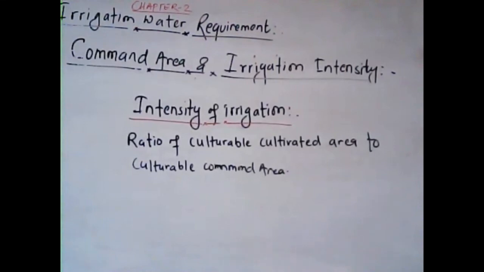Okay, so friends, we have dealt with all the theoretical aspects related to chapter 2 in this part 1. In part 2 we will go through the numerical aspects of this chapter. In part 2 we will finish all the numerical questions related to this chapter 2, irrigation water requirement. In part 1 we dealt with all the theoretical aspects that may come to us.